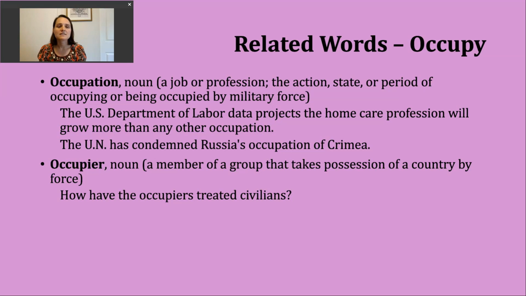An example of this: how have the occupiers treated civilians? So civilians would be people who are not military or not part of the fighting forces. So here we're asking about how is that group kind of treating your average citizen.